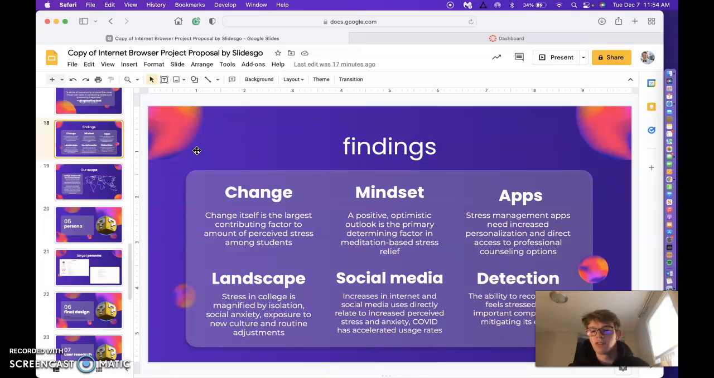Apps: existing stress management apps need personalization and direct access to professional counseling options. Another one's landscape. Stress in college is magnified by social isolation, social anxiety, and exposure to new culture and routine adjustments. Social media: increases in internet and social media use directly relate to increased perceived stress and anxiety, COVID, and accelerated usage rates. Detection. Again, detection is very important, and detection is what we're going to focus on here.